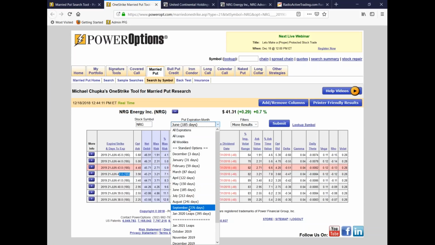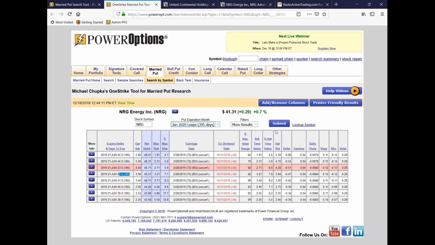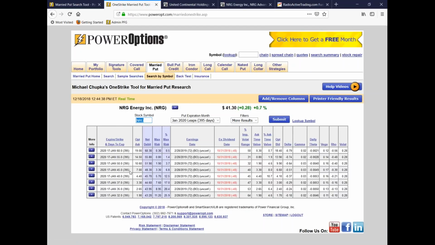But what happened to that January 2020, 395 days out? Something happened to that 45 strike. Well, it's still there. It's about 6.8% for 395 days. A little deeper in the money. Not too bad of an implied volatility range, which I might look at as well. Pretty good delta.